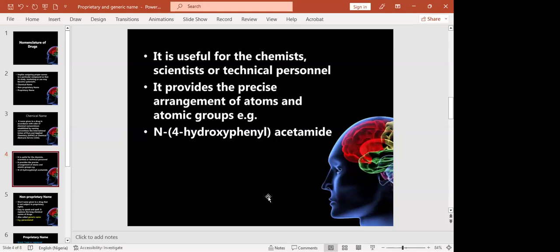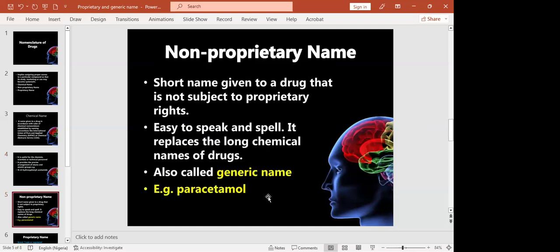But of course, you know at the back of your mind that this is the chemical name of such a drug. It provides the precise arrangement of the atoms and the atomic groups of such a compound. Simple organic chemistry. By the time you see this, those who are chemists will be able to break it down and tell you this is the way it is arranged to form this compound. So that is essentially what chemical name means when we discuss drug nomenclature.